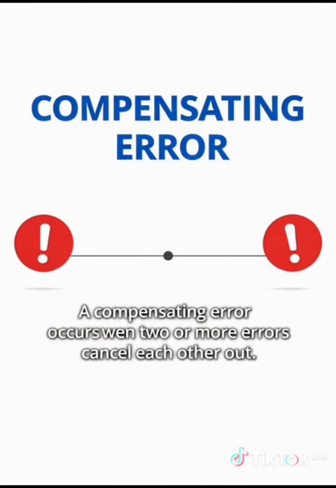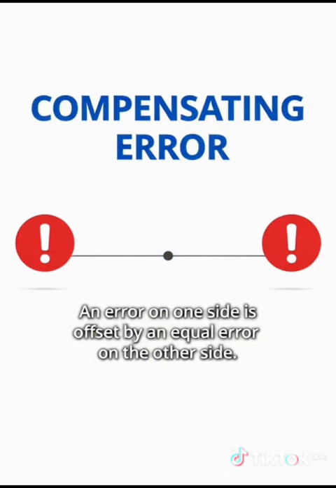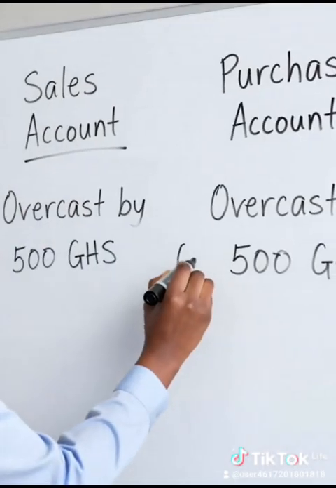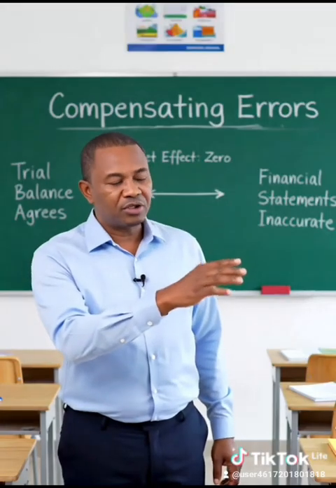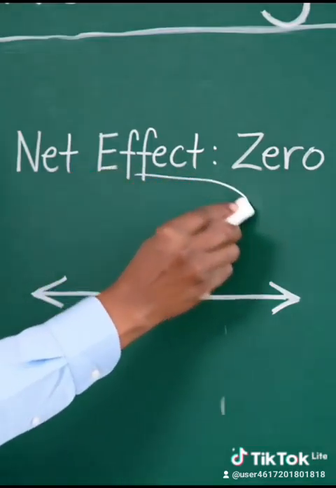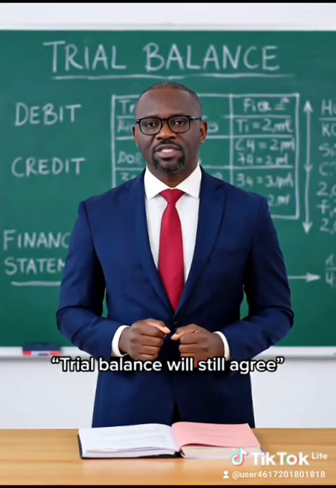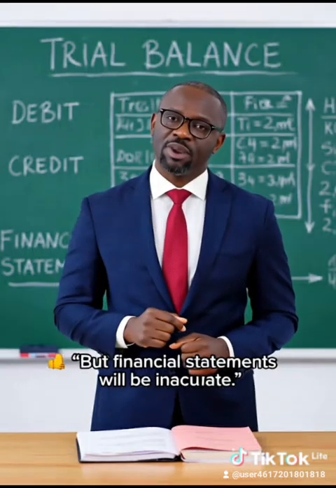A compensating error occurs when two or more errors cancel each other out. An error on one side is offset by an equal error on the other side. For example, the sales account is overcast by 500 Ghana cedis and the purchases account is also overcast by 500 Ghana cedis. Because the errors balance, the trial balance still agrees. The net effect is zero. But remember, financial statements will be inaccurate. Anytime a student writes trial balance will still agree, they must also add, but financial statements will be inaccurate.